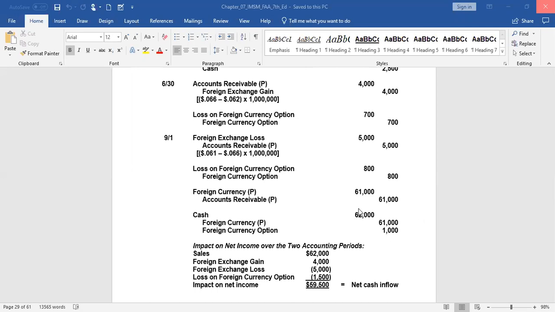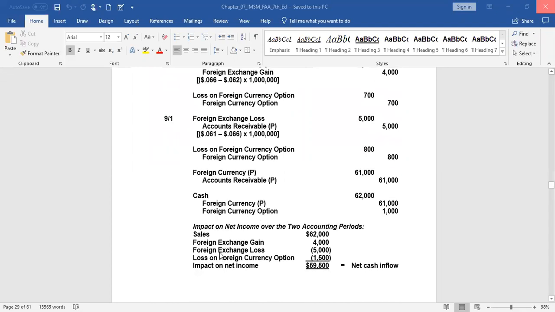When we do convert them to cash, we'll use our option price of 0.062, debit cash 62,000, credit our foreign currency, where we transferred our accounts receivable to 61,000, and then credit our foreign currency option account to remove that account. We're now exercising it, $1,000.